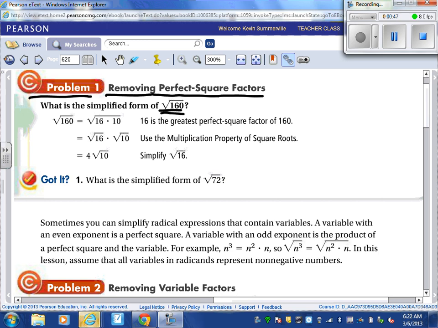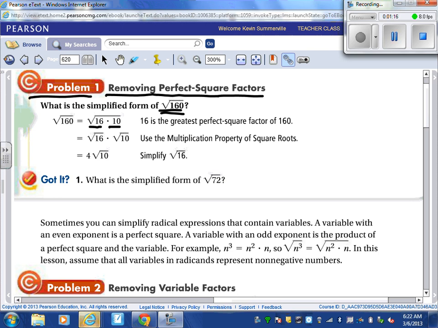How do you solve that problem? What we want to look for is the biggest number that multiplied together gives me 160, but one of those numbers is a perfect square. That's where you come up with 16 times 10, and you put that underneath the square root sign. Then you break those two apart and find out what is a perfect square of one of the numbers.